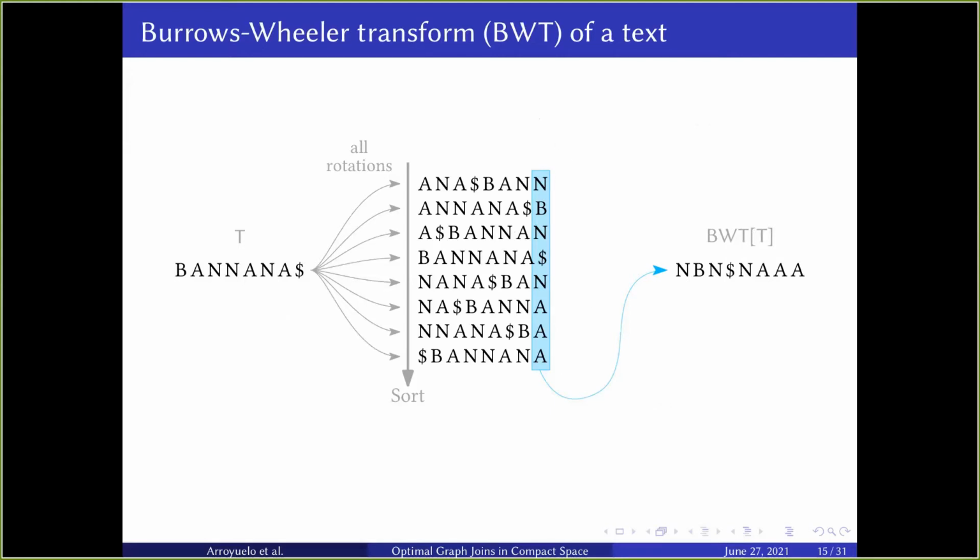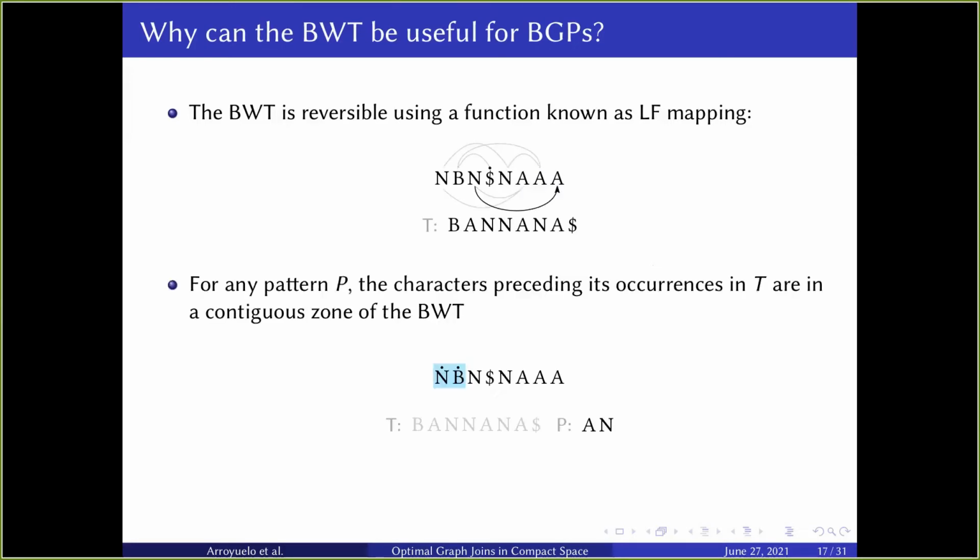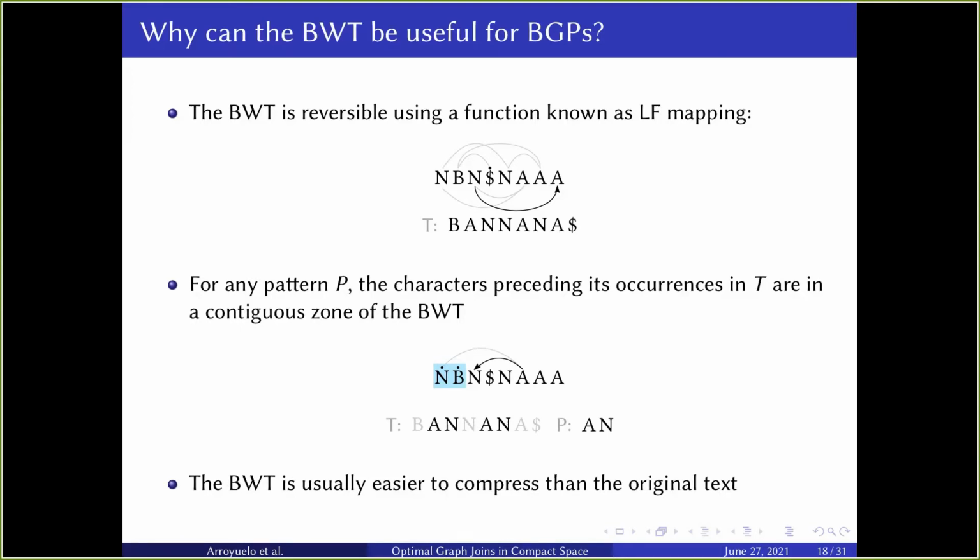How can the BWT be useful in our context? Well, first, it is reversible. You can obtain the original text from this permutation by using a function known as the LF mapping. Also, when you're searching for a pattern, the characters that precede the occurrences of this pattern in the text are all located in a contiguous region of the BWT, and you can exploit this property to find occurrences of patterns fast. Lastly, the BWT is usually easier to compress than the original text.